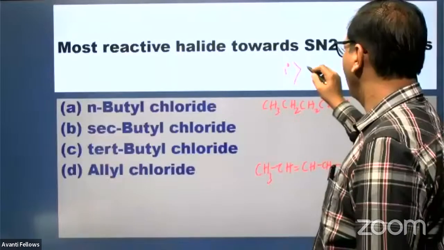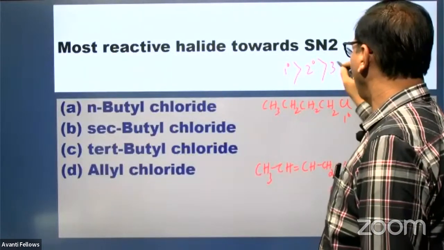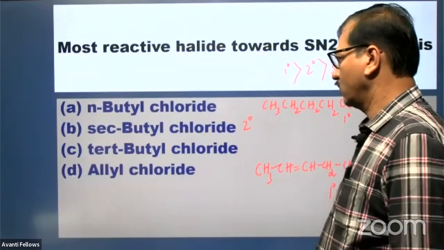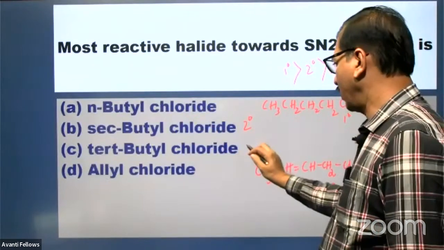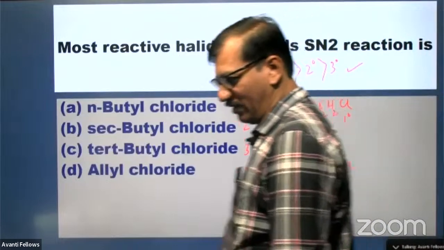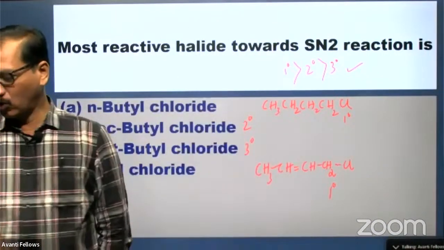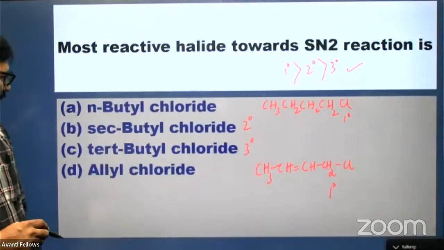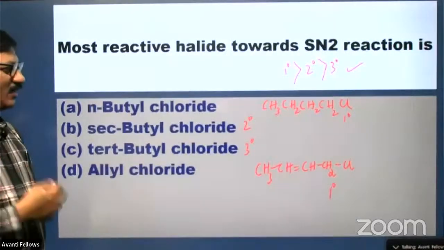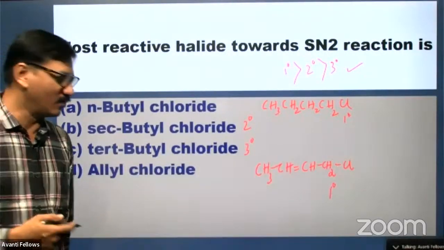For SN2, the order is primary, secondary, and tertiary. Sec-butyl is secondary, and this is tertiary. Now tell me, with this information, among A and D, which should be the answer? A should be the answer.